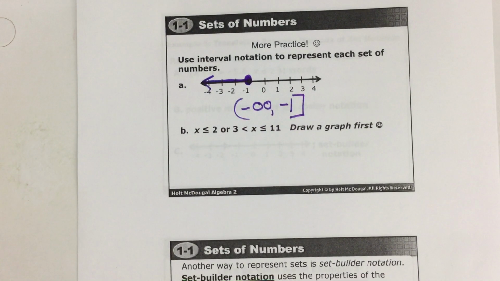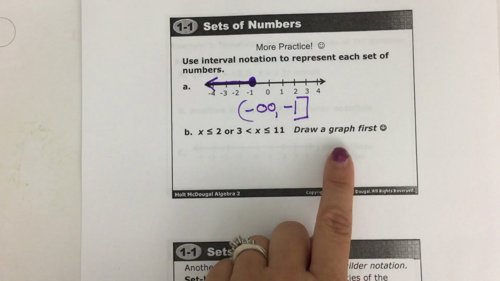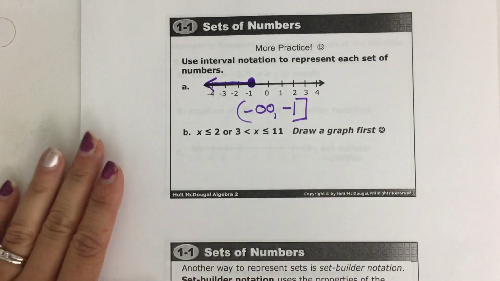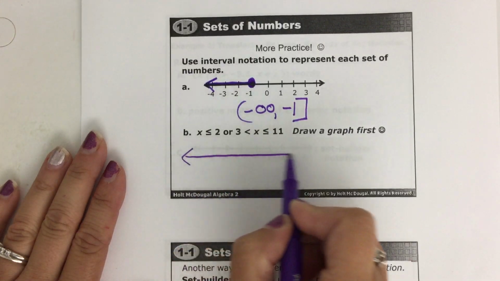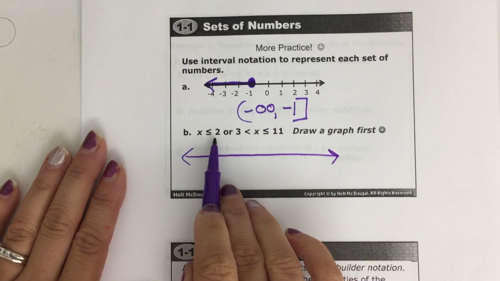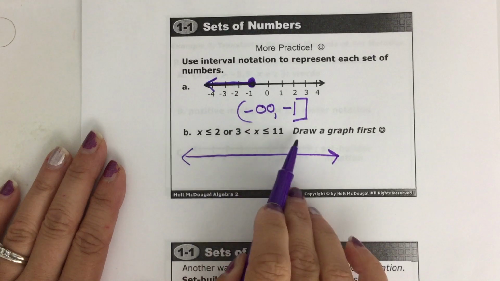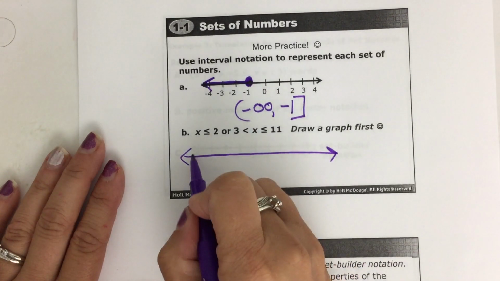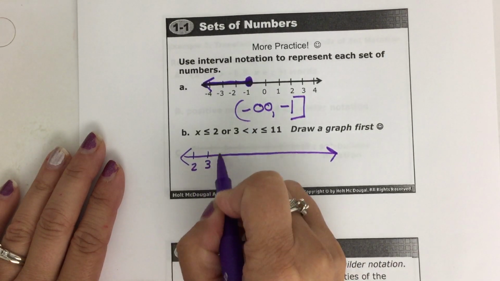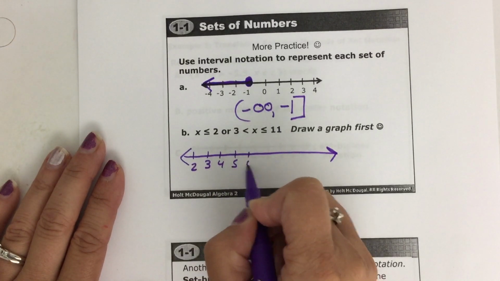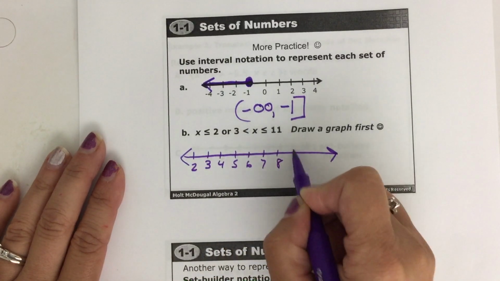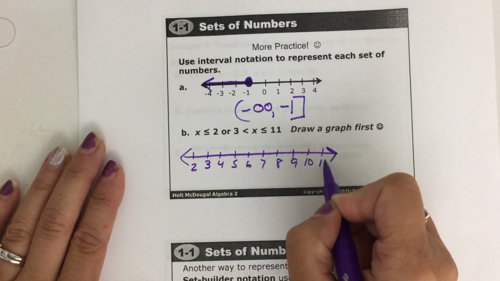Okay, this time they're giving us inequalities. They want us to draw a graph, then do interval notation. So notice I have different pieces here. The smallest numerical value I see is 2. The largest is 11. So I'm going to number from 2 to 11. So 2, 3, 4, 5, 6, 7, 8, 9, 10, 11.